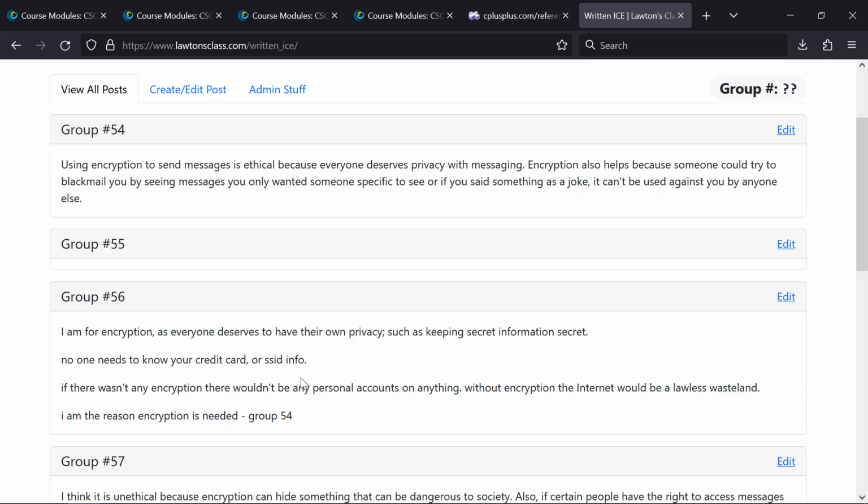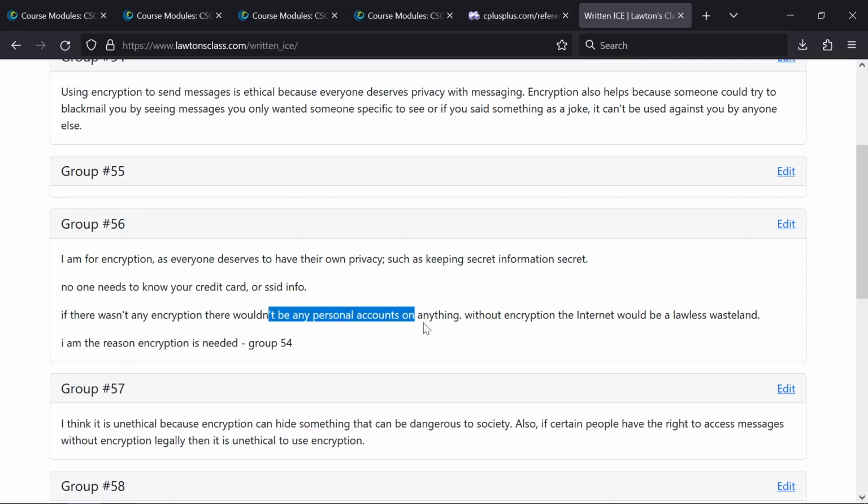Same with another even group. Like no one needs to know some things about you. Like no one needs to know your credit card number. It would be very hard to have an account because people could just keep on hacking into it. Good. All right, so that's people for encryption.